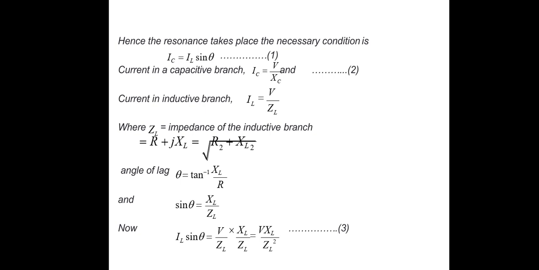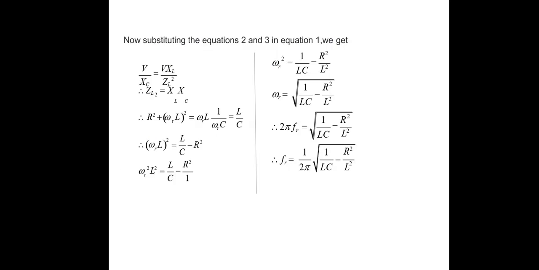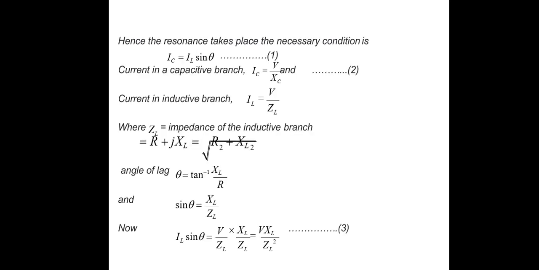V by ZL into XL by ZL. Therefore, IL sin theta is V XL by ZL squared. Now we substitute equations 2 and 3 in equation 1. What are equations 2 and 3?